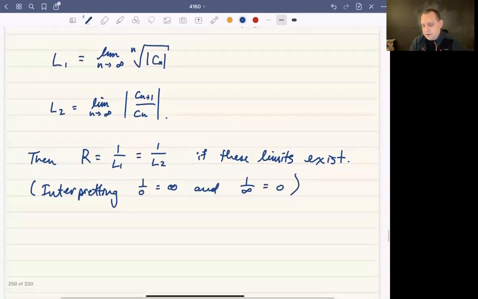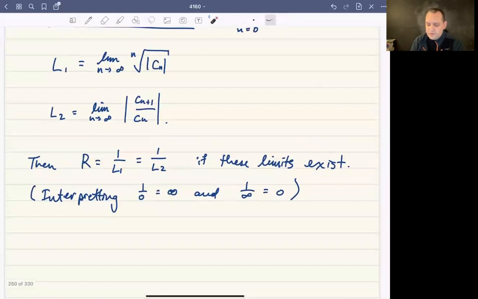So if L1 is equal to 0, then R, the radius of convergence, is infinity, meaning that it converges on the entire complex plane. And likewise, if the limit is infinity, then the radius of convergence is 0. So that's how we interpret that. We think of 1 over 0 as infinity and 1 over infinity as 0.